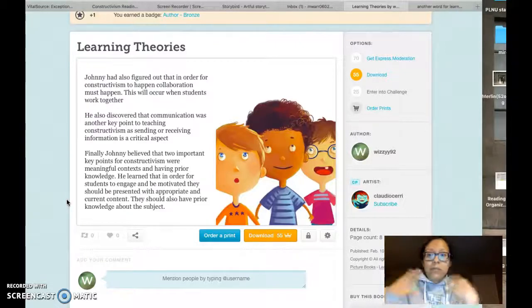In order for students to be part of the constructivism theory, communication should occur with each other. And then lastly, in order for children or students to be part of constructivism, they should have a meaningful context. So they should learn something that is of their interest and that is current to them.